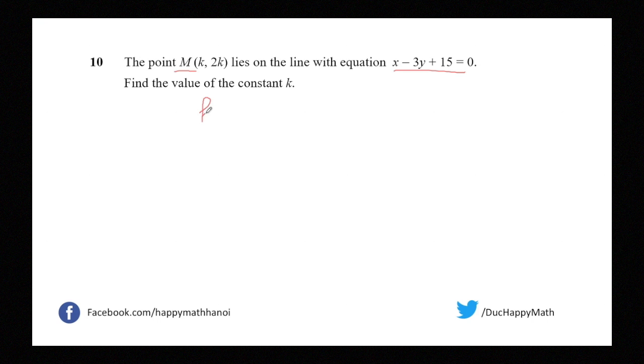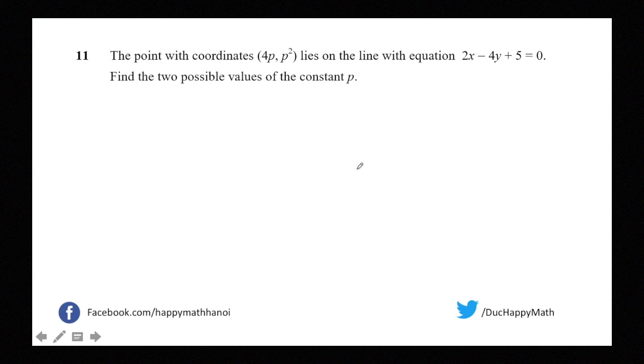X equals K minus 3 and y equals 2K, and plus 15 equals 0. So you get here minus 5K plus 15 equals 0. So change the position, and you will get that K equals 3. Yeah, quite easy.